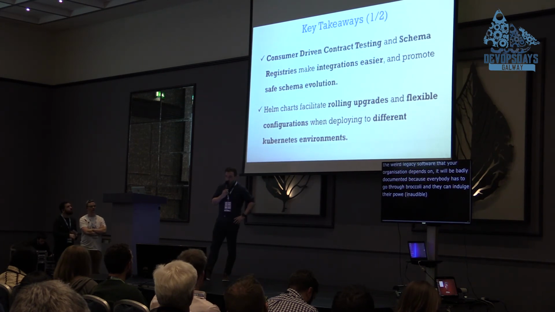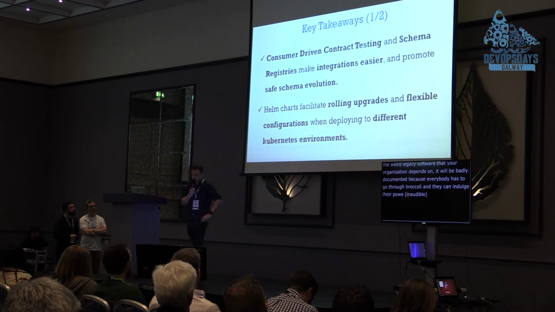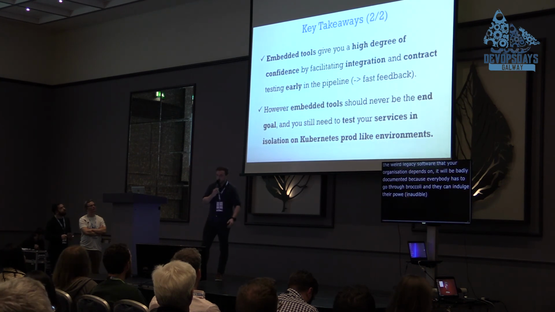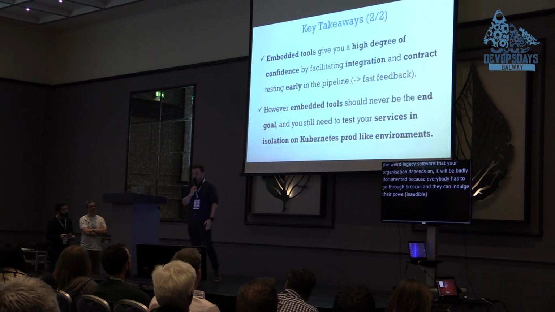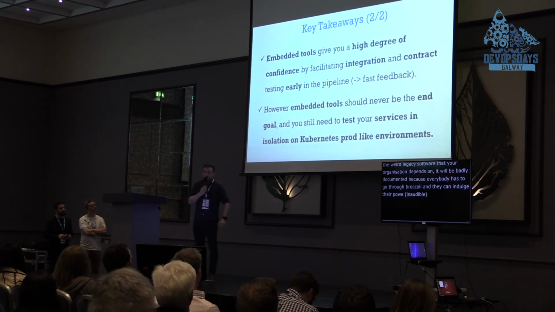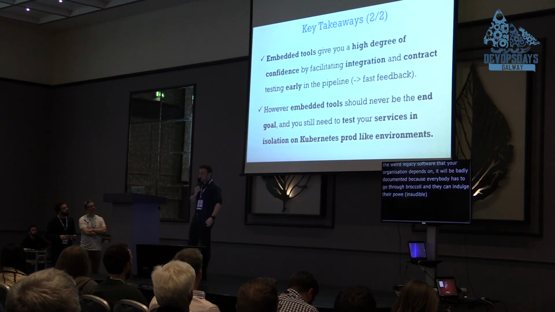And some takeaways: consumer-driven contract testing and schema registries make integrations easier and promote safe schema evolution. Helm charts facilitate rolling upgrades and flexible configurations when deploying to different environments. Embedded tools give you a high degree of confidence by facilitating integration and contract testing early in your pipeline. However, they're never the end goal, and you should always deploy and test your services in isolation on Kubernetes prod-like environments.